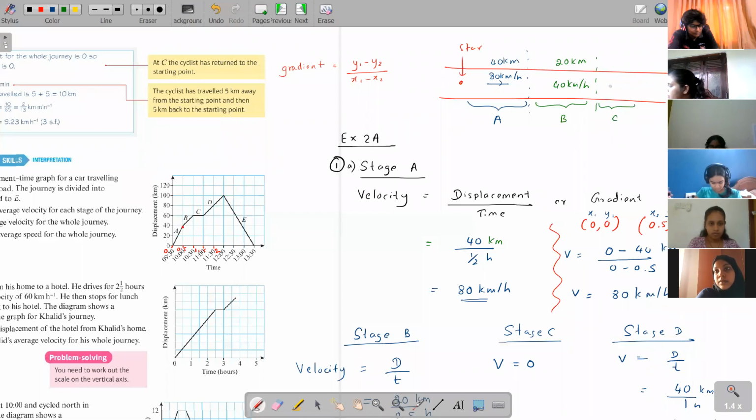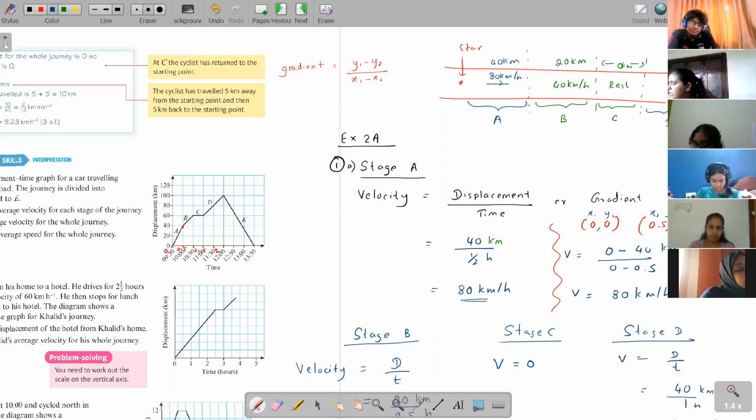Stage C, you are not moving. So actually there is no distance, 0 kilometers. You are at rest. That means you are staying at the same point on the road. Eventually, you are not moving anywhere on the road. Stage C is staying in one place. 0 kilometers means you are at the same place. So there is no movement there.